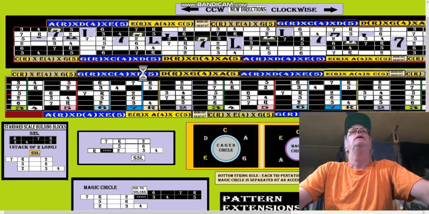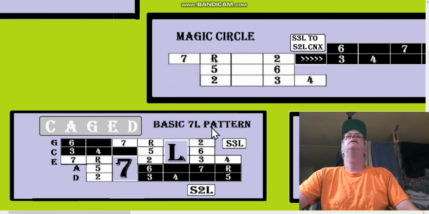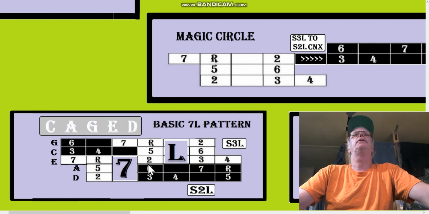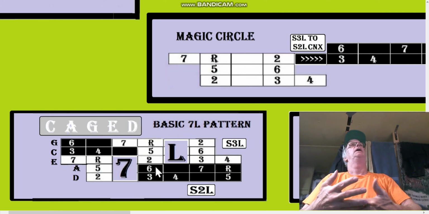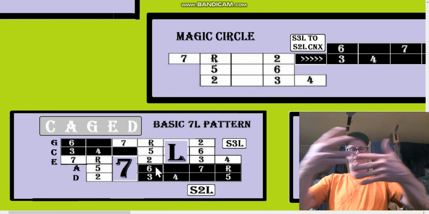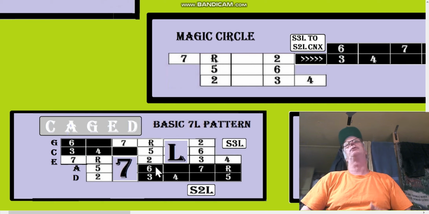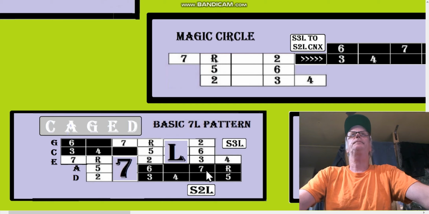CAGED and the 7L diagram go together. Why? Because you have this overlap. S2S, S3S, S2L. S2L, S3L. Okay? The S2L is probably backwards. S2L, S3L, S3L, S2L. But it's CAGED because there's overlap.